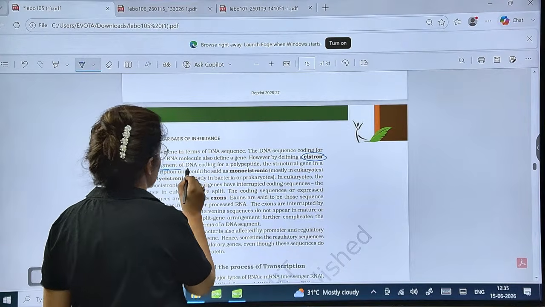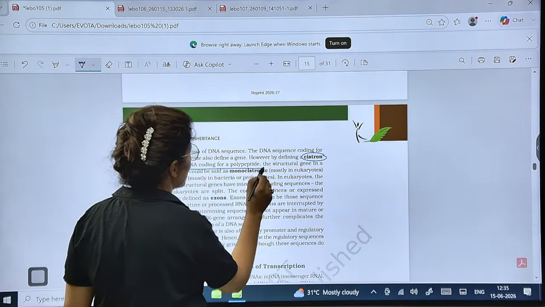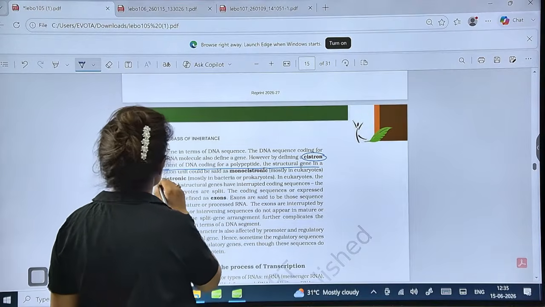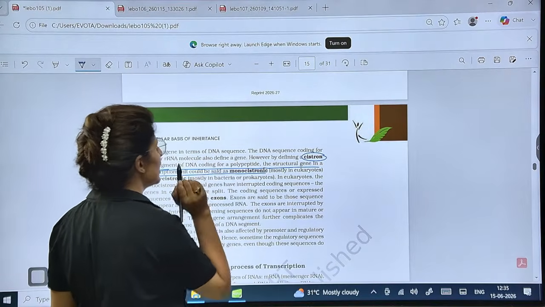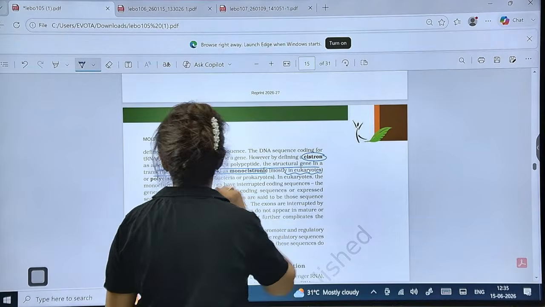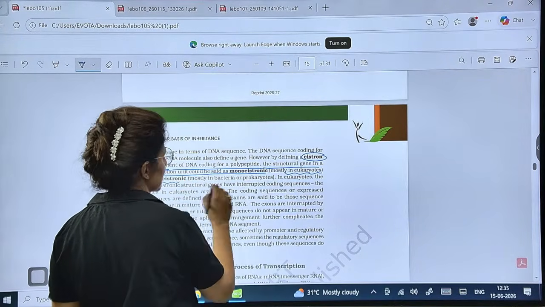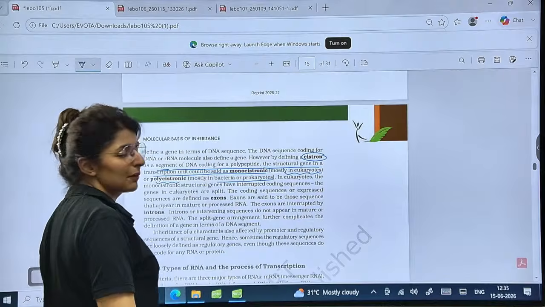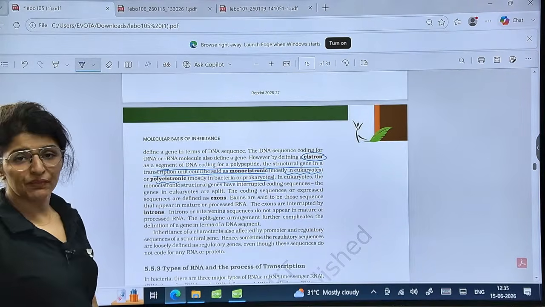See, mRNA, the segment of DNA coding for a polypeptide, and the structural gene in a transcription unit, is called monocistronic. Monocistronic is found in eukaryotes, while polycistronic is the nature of prokaryotes. Is that clear?